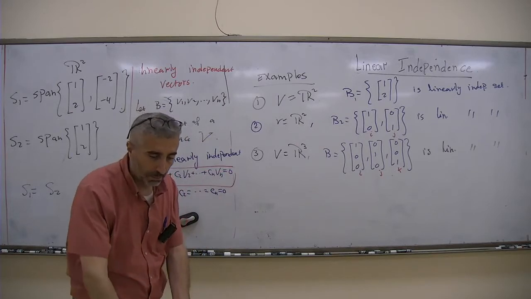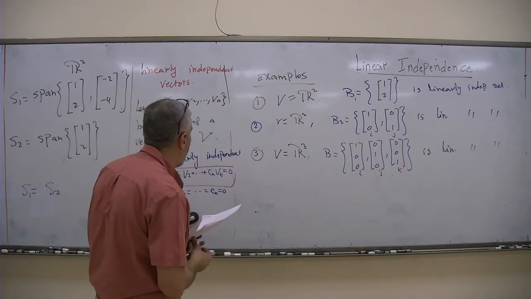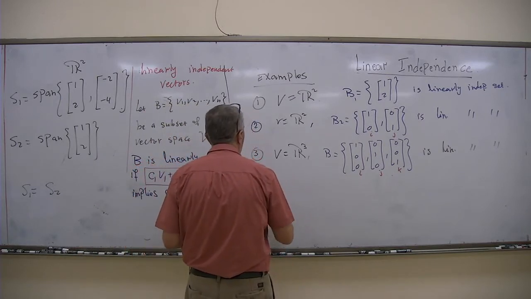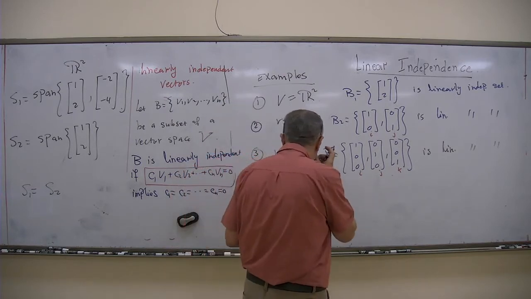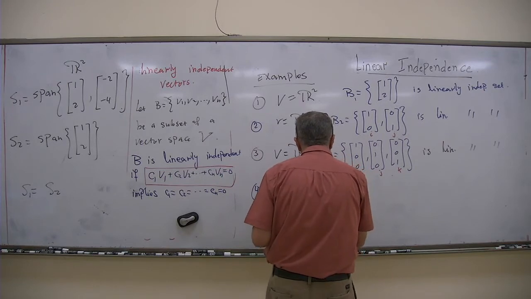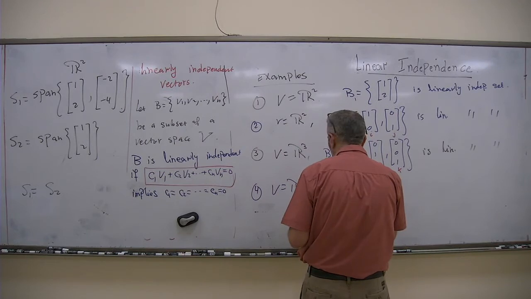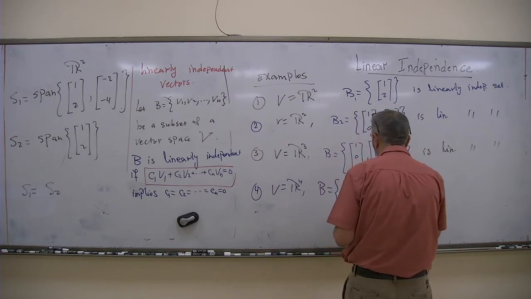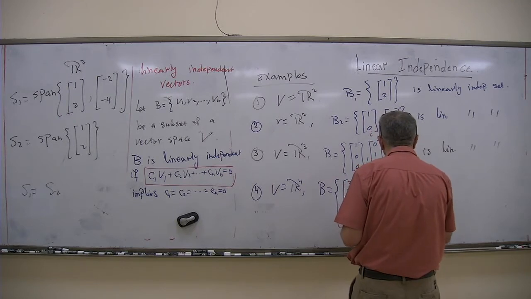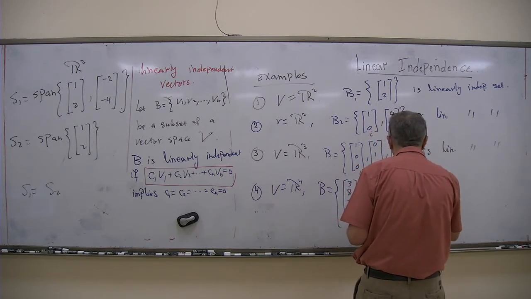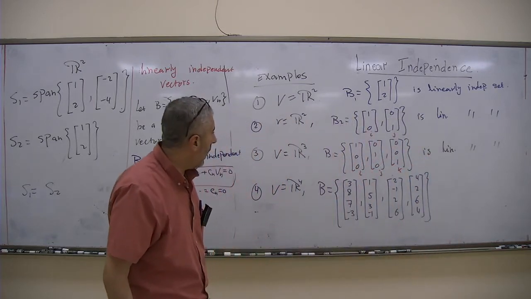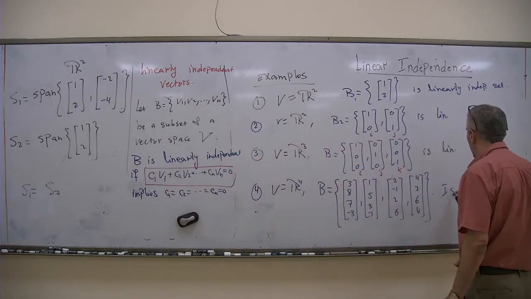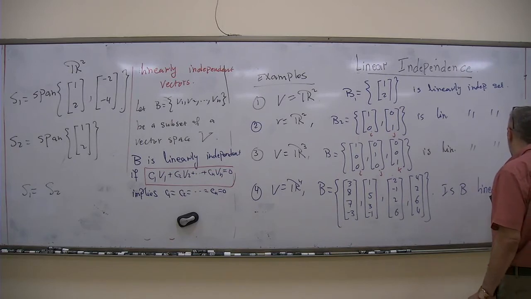All right, let me take this example. 4. I'm going to take V to be R4, and I'm going to take B to be this set of vectors. (3, 8, 7, -3), (1, 5, 3, -1), and here (2, -1, 2, 6), and here (4, 2, 6, 4). And again, the question, is this set linearly independent? Is B linearly independent? That is the question.